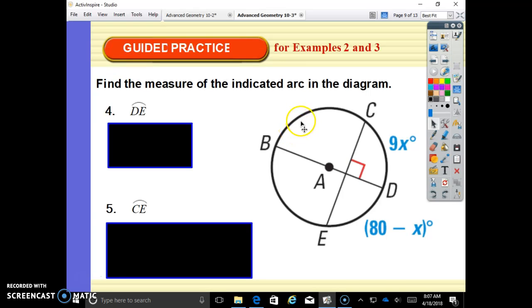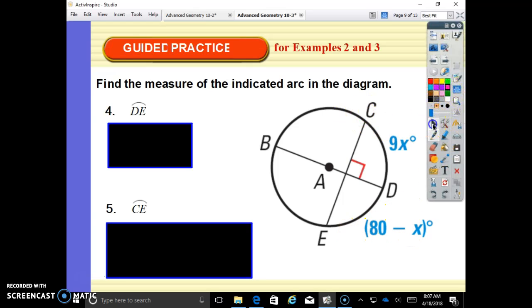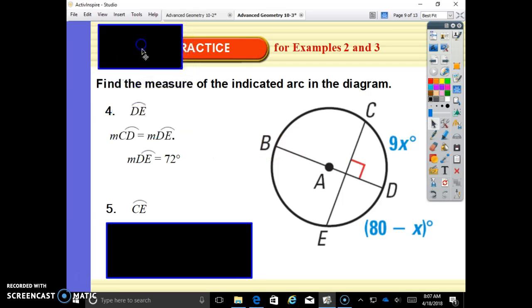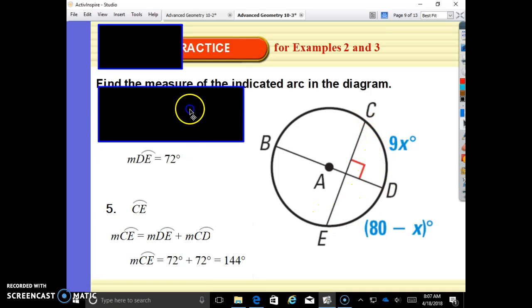So what is the measure of arc DE? Arc DE. So once again, 80 minus 8, 72. This has to be the same as CD. They're equal. How about CE? The whole thing. 72 times 2, right? 144.